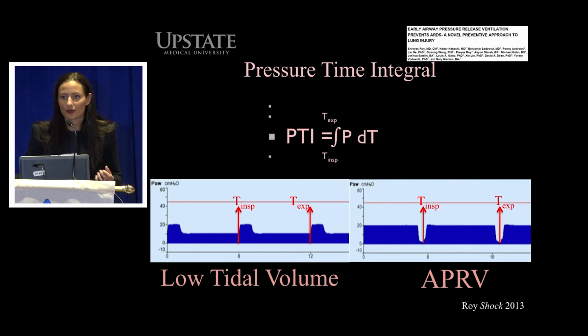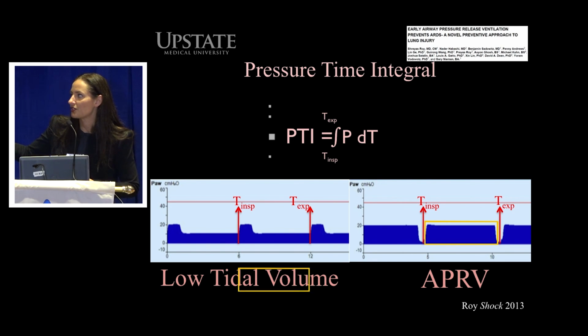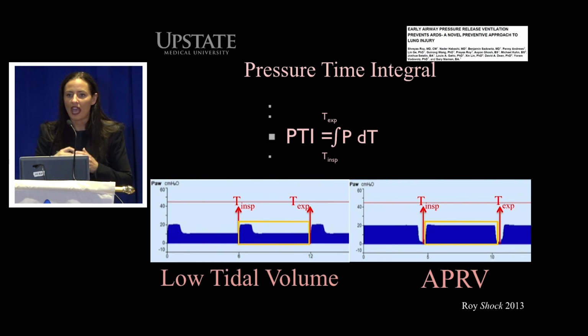So this then begged the next question: can we ourselves try to recruit the chest wall simply by modifying the pressure? And so this goes back to one of our earlier studies in 2013 published by Shreyas Roy. He looked at the pressure time integral. He looked at the waveforms between low tidal volume ventilation and airway pressure release ventilation to try to determine how much pressure is being delivered to the lung, as well as, in this case now, to the chest wall over a given respiratory cycle.